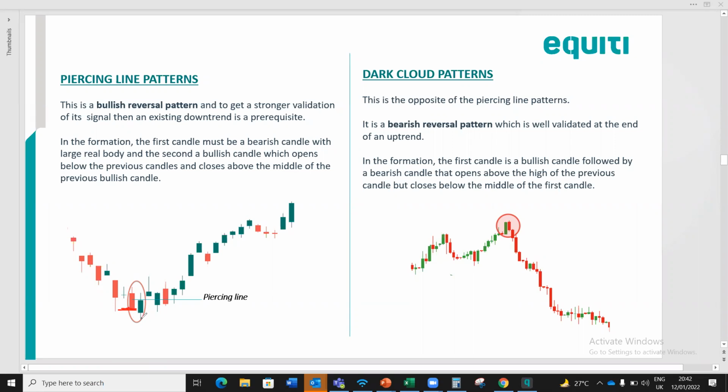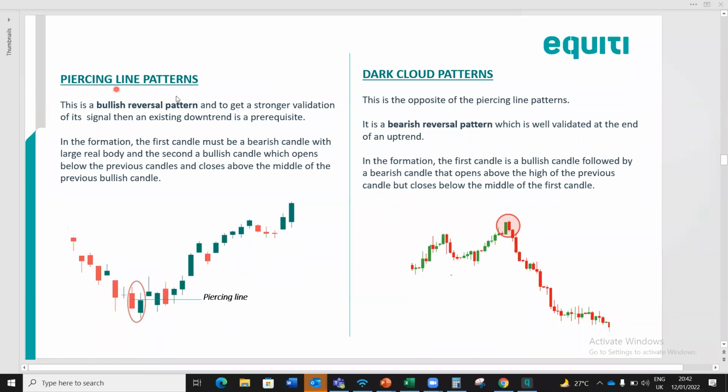Now once it starts forming below this candle, it closes a little above or at least at the midpoint of this particular candle. Now, just like you have here, then we can say this is a piercing line pattern. This is a piercing line pattern, and it is a bullish reversal pattern.